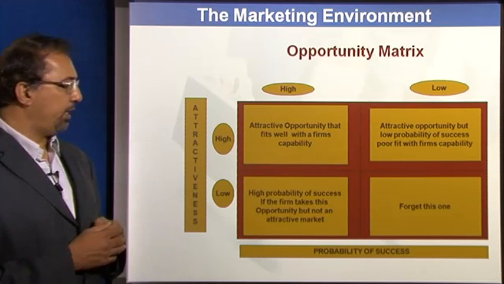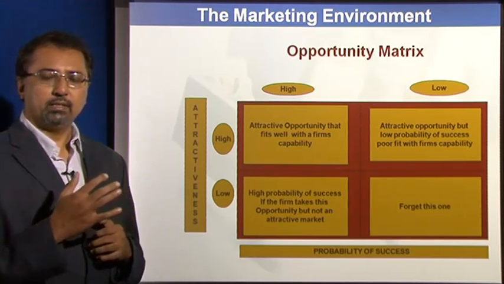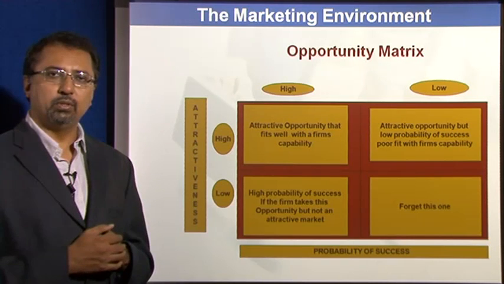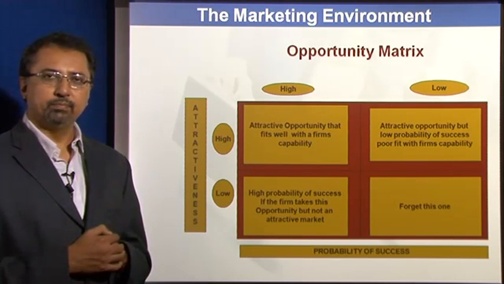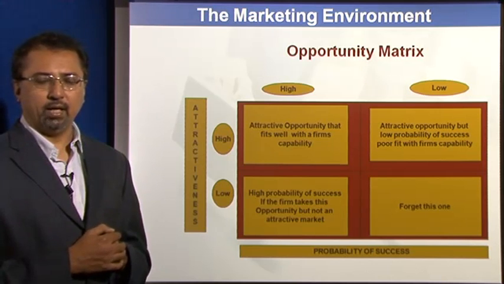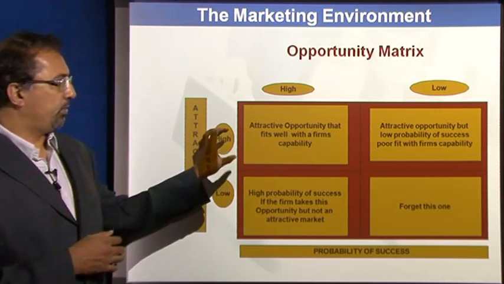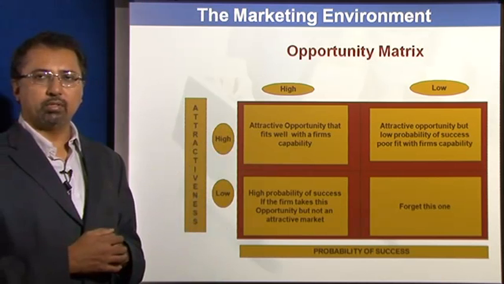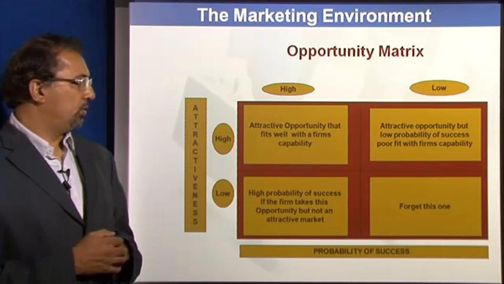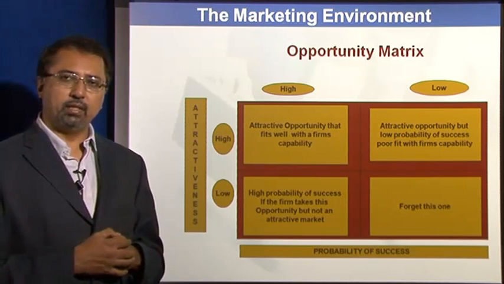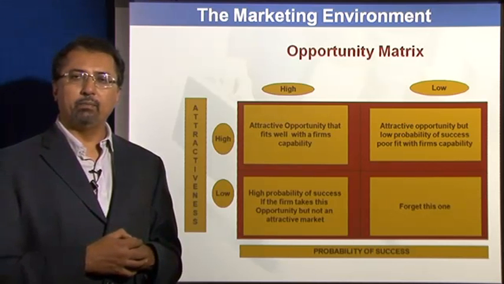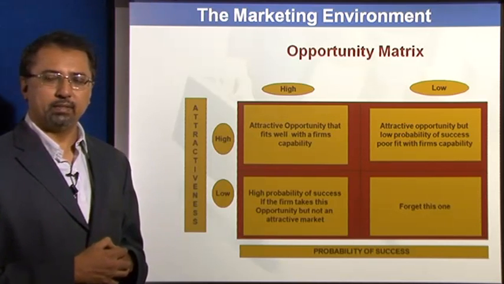So, on the one side, when you look at it, you have the classic 2 by 2 matrix. Is the opportunity attractive enough, and is the probability of success high enough, in which case it falls in the upper left quadrant of this matrix. So, this is an attractive opportunity that also fits quite well with the firm's internal capabilities.